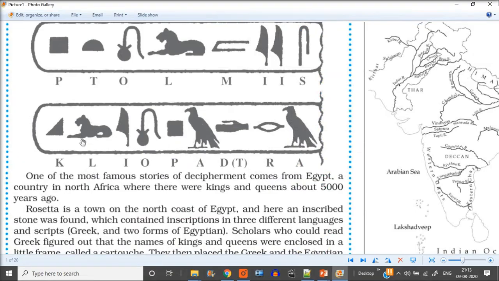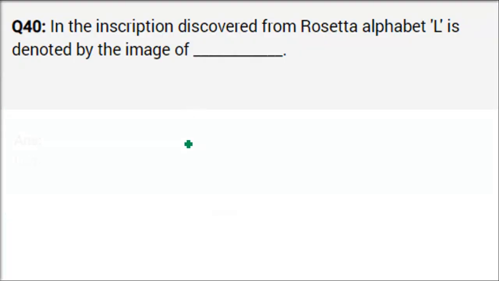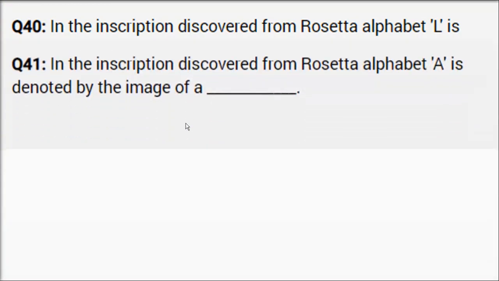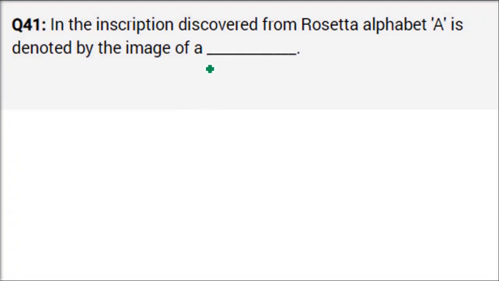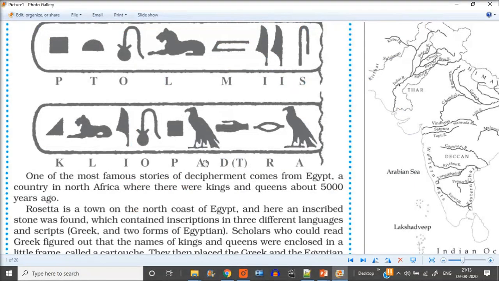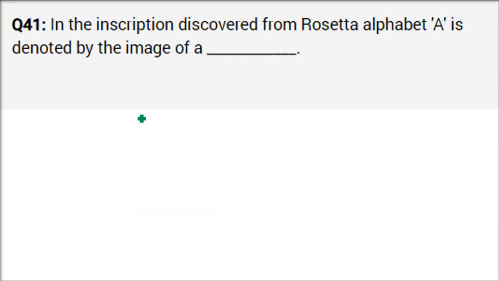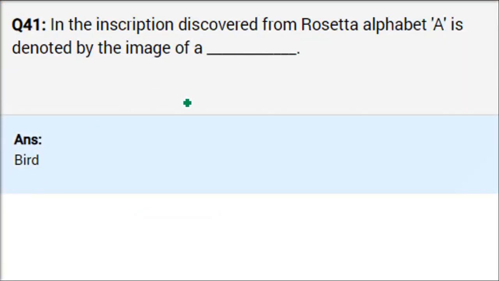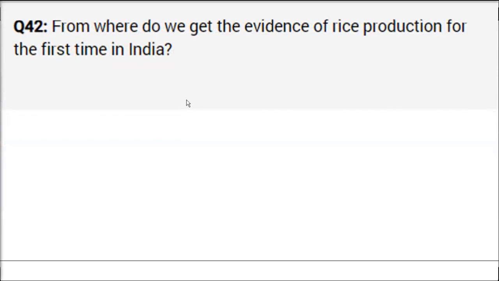In the inscription discovered from Rosetta, the alphabet L is here. So what is L representing? Lion. It's a reverse question. We already saw this kind of reverse question. In the inscription discovered from Rosetta, the alphabet A is denoted by the image of a bird. See, A is represented by a bird.